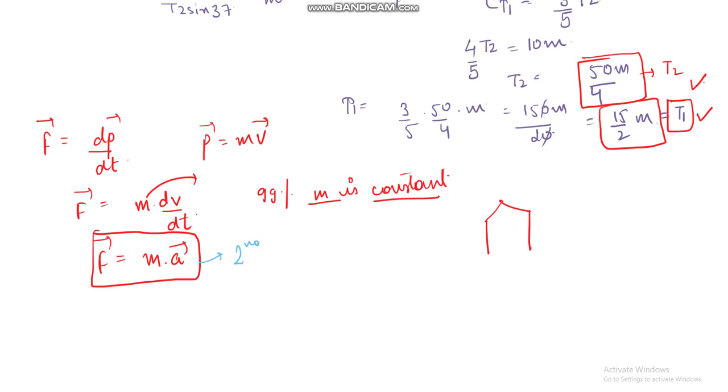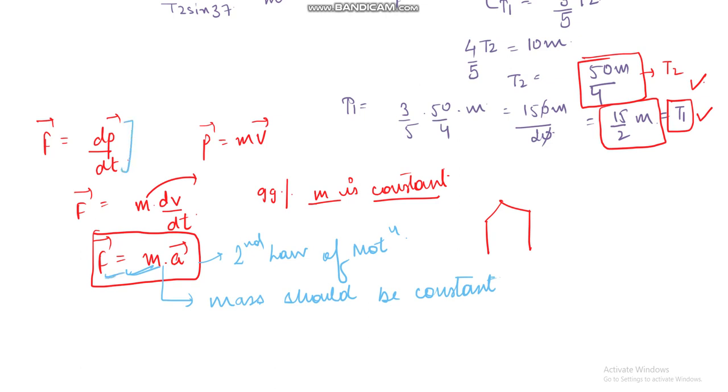So this is Newton's second law of motion, which says F equals ma, but the condition is that the mass should be constant. F equals ma comes from F equals dp by dt, not the other way around. F equals ma comes from F equals dp by dt.